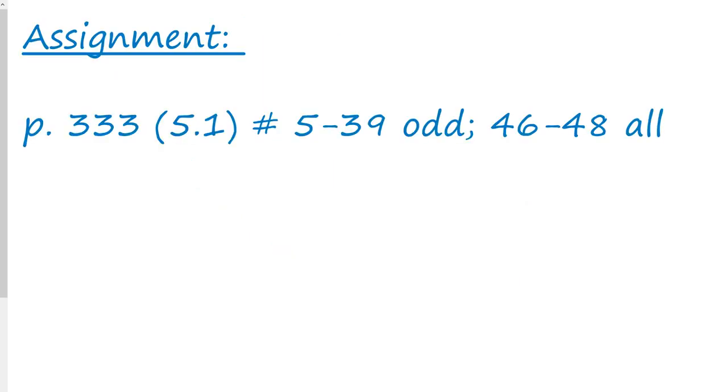Okay, so here's your assignment. It doesn't relate to end behavior. That was just to kind of give us a feel for what was going on so we would be ready for tomorrow. This is practice with exponent properties.